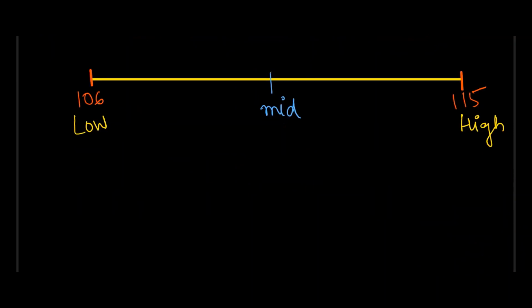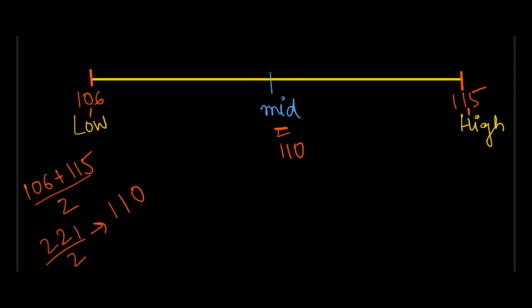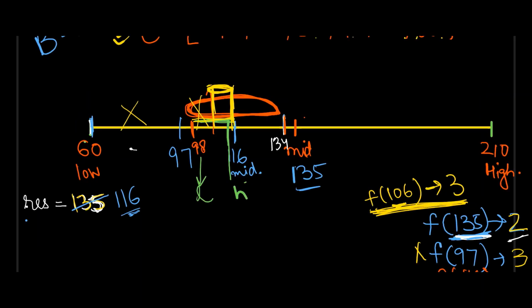Low will be 106 and high will be 115. Let's calculate mid of this. Now we'll be checking for function of 110. As up till here 106 was not enough, so our result will be same as 116 as earlier.